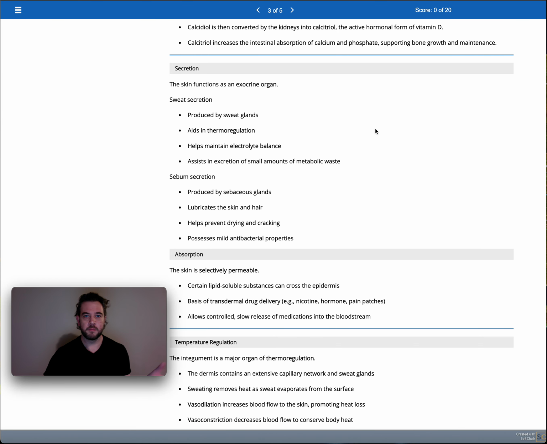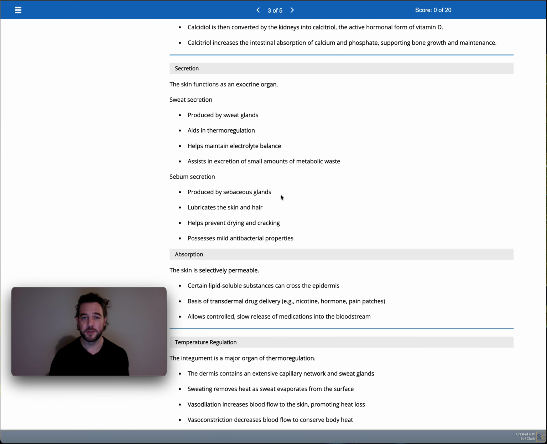Sebum is also produced by what's called a sebaceous gland. So 2 different glands here. The sweat glands are called sudoriferous glands, is a name that you're going to hear for those. I tend to not use that as much because it's just a lot. It's a big word. So typically we talk about just sweat glands. We're going to see there's 2 types of those.